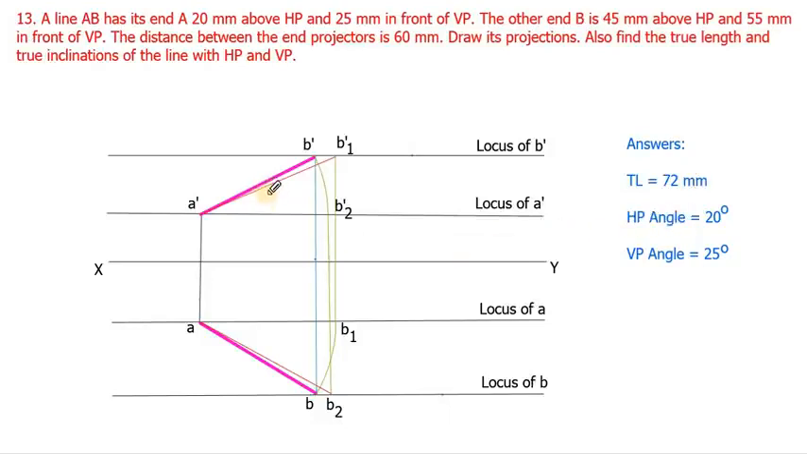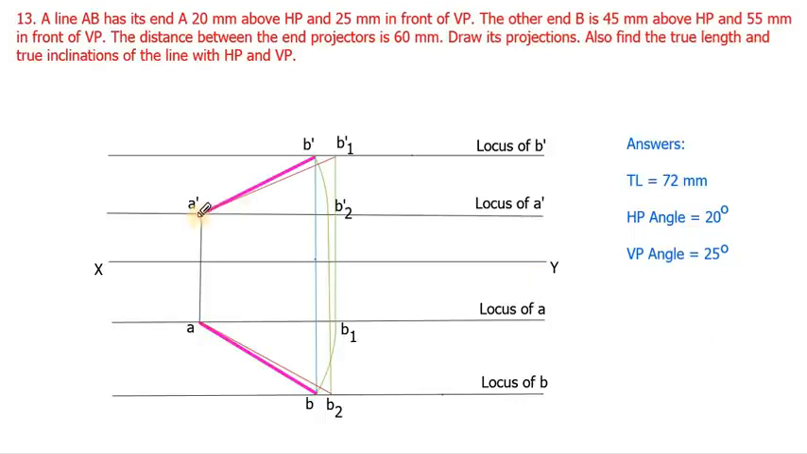Similarly, when you keep the protractor and measure this angle, it will be about 20 degrees, and the angle of the true length line with VP will be 25 degrees. So these are all the answers. This can be notated as theta and this can be notated as phi. Apart from this, you can write the length of the front view, the length of the top view, the front view angle and the top view angle. That can also be written here, even though they haven't asked in the question.